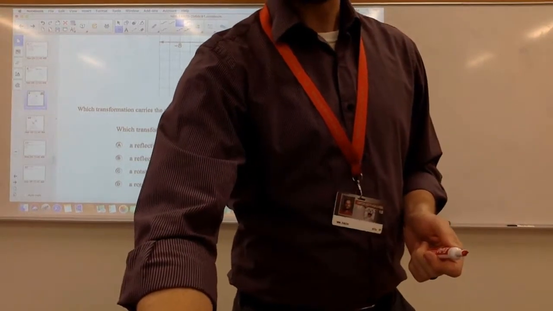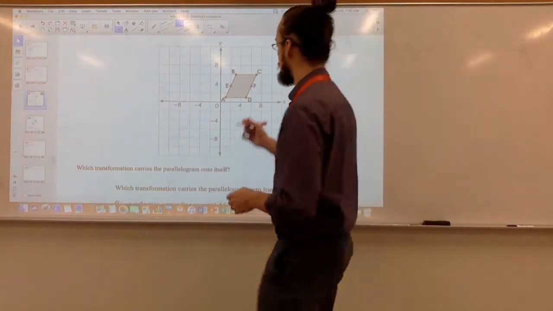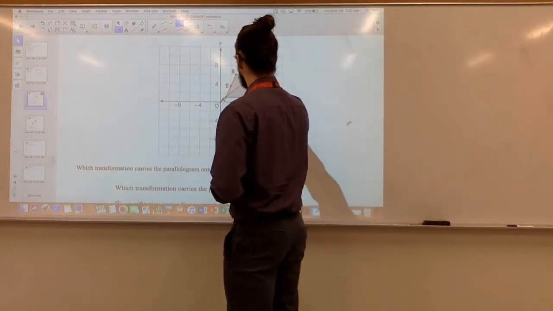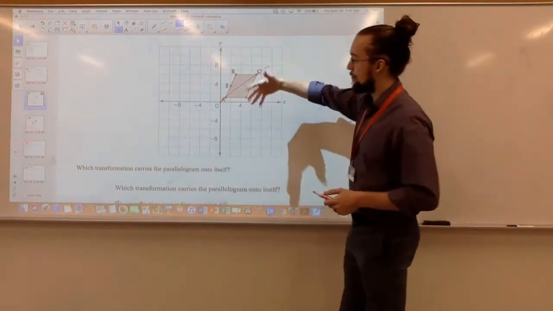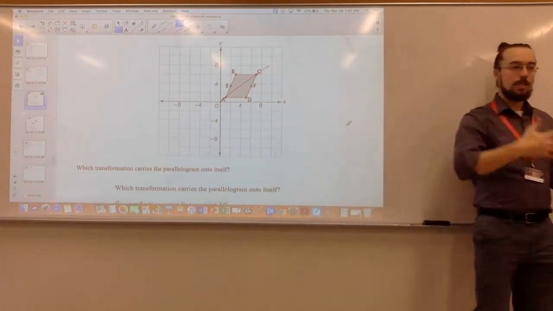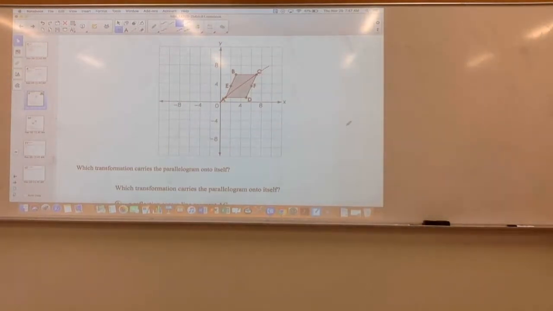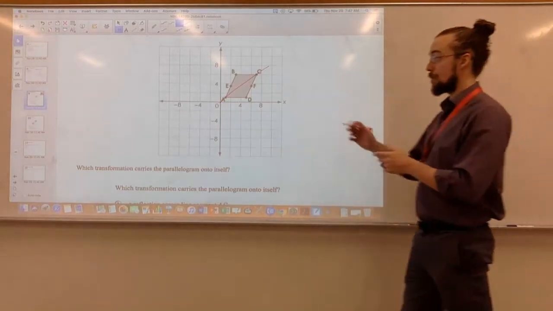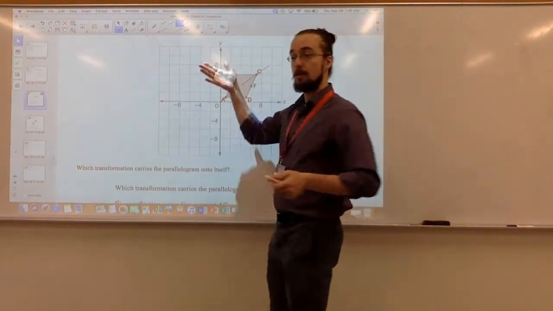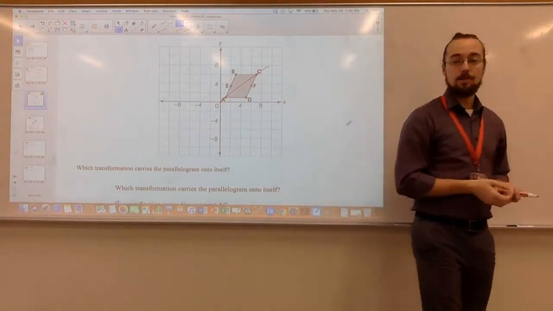First, a reflection across line segment AC. If I draw in this line segment and fold across that line, will it look exactly the same? Will both sides match up exactly? I see some no's and some yeses. If you're not sure, try it. Draw the line and fold your paper. Fold it over that line and see if it matches up.